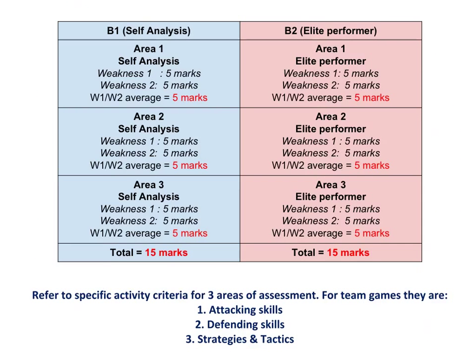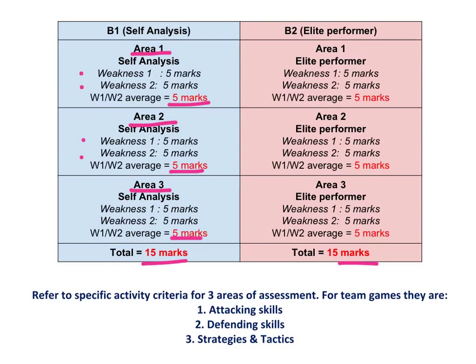So this little table just sums that up really, and looks at the areas where you would do your weaknesses. So area 1, area 2, area 3, all self-analysis. You can see in all three areas, you've got weakness 1, weakness 2, averaged out at 5 marks, 5 marks and 5 marks. So you've got 15 plus 15 for the elite performer, which gives you 30.